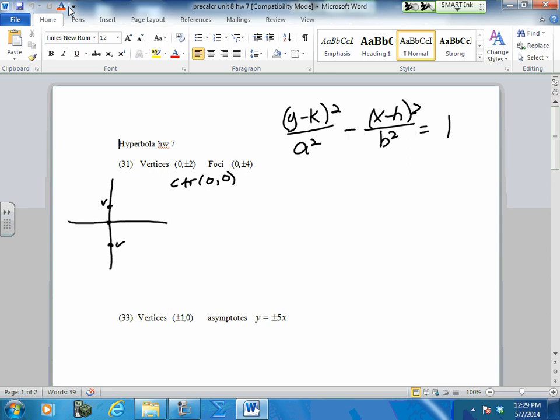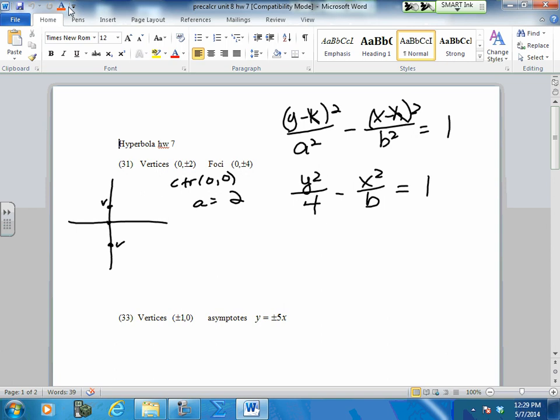Therefore, can you find me A, the distance from the center to your vertex? 2, Randolph? Okay, you're okay with that? All right, so this represents your A. So now, I'm going to take this out of here. I've got a y squared over 2 squared, which is 4, minus x squared over b equals 1. All I have left to do is find the b.